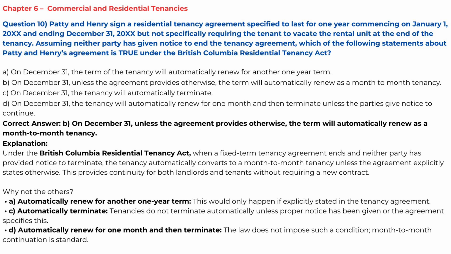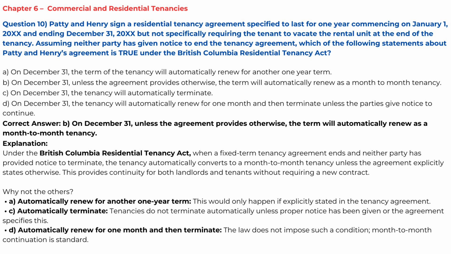Patty and Henry sign a residential tenancy agreement specified to last for 1 year, commencing on January 1st, 20XX, and ending December 31st, 20XX, but not specifically requiring the tenant to vacate the rental unit at the end of the tenancy. Assuming neither party has given notice to end the tenancy agreement, which of the following statements about Patty and Henry's agreement is true under the British Columbia Residential Tenancy Act?